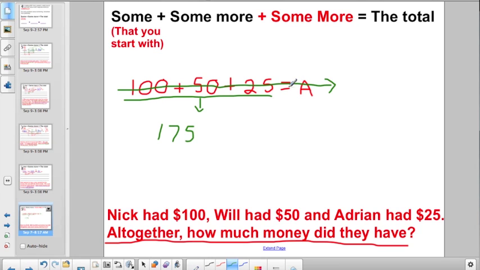What else is not underlined? The equal is not underlined. And the A is not underlined. $175 equals A. Let's keep moving on.